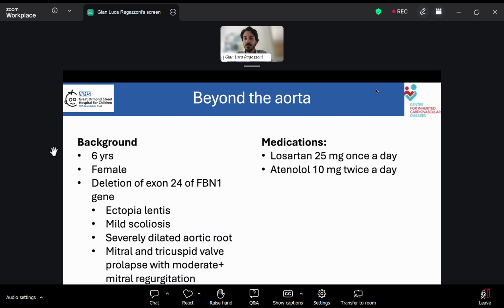For our first case, we have a 6-year-old female with deletion of the exon 24, which is one of the regions related to a more aggressive disease. And as a matter of fact, this patient had ectopia lentis, mild scoliosis, severely dilated aortic root, and a mitral tricuspid valve prolapse with moderate plus mitral regurgitation. She was on losartan 25 milligrams and atenolol 10 milligrams twice a day.